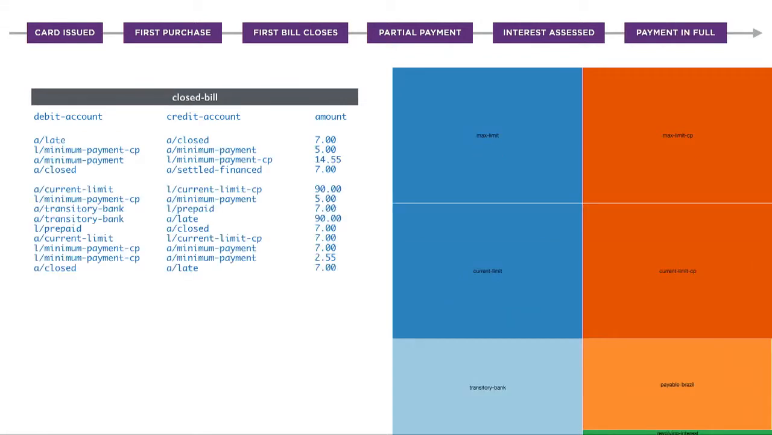And we get some equity. And if the user pays in full, now we can see that the only thing left is the cash the user gave us, and the cash we need to pay the merchant. So this is how we can see how a single customer moves.